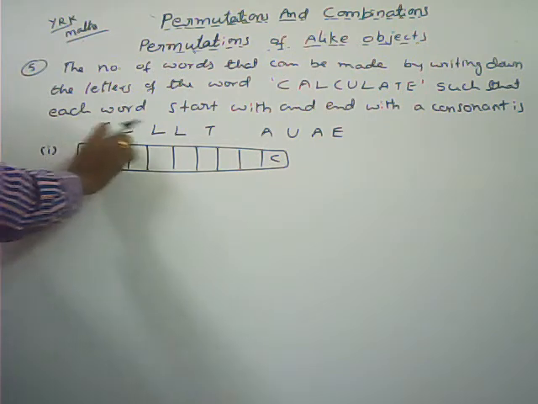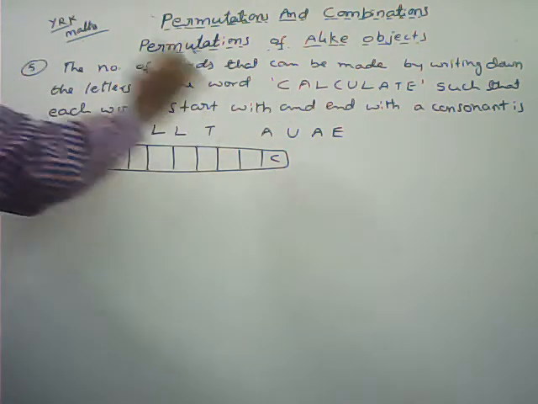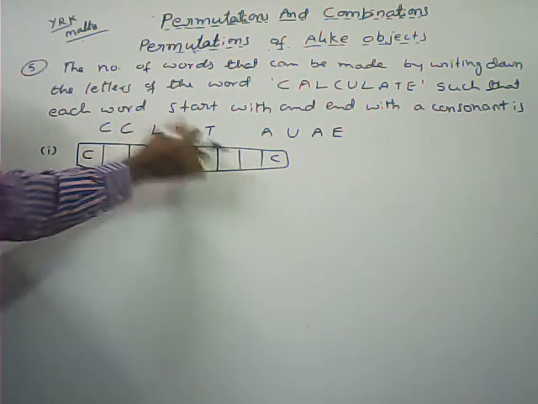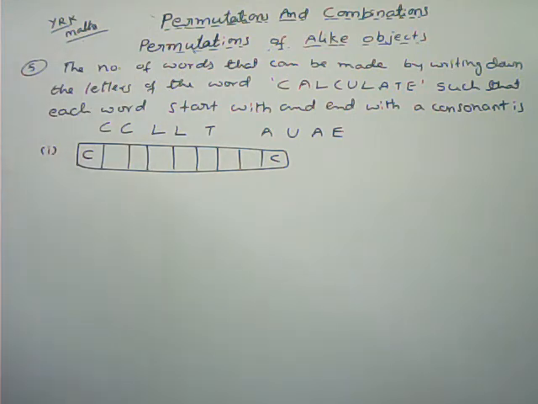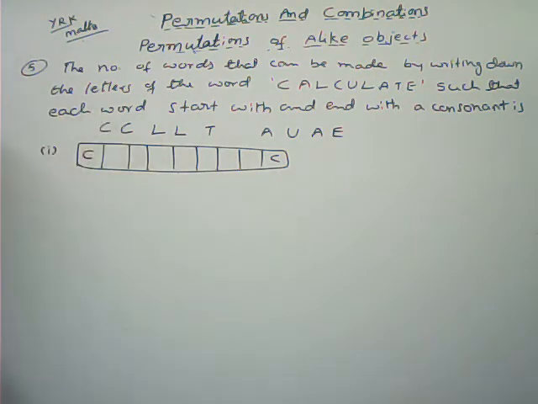For example, if all these are different, 1, 2, 3, 4, 5, this one we can write in 5 ways, that one we can write in 4 ways. The remaining letters can be arranged among themselves in 7 factorial ways. But here some are alike and some are not alike, so case-wise we can take. Now these two are fixed, C comma C in the first and the last place. The word starts and ends with a consonant only.